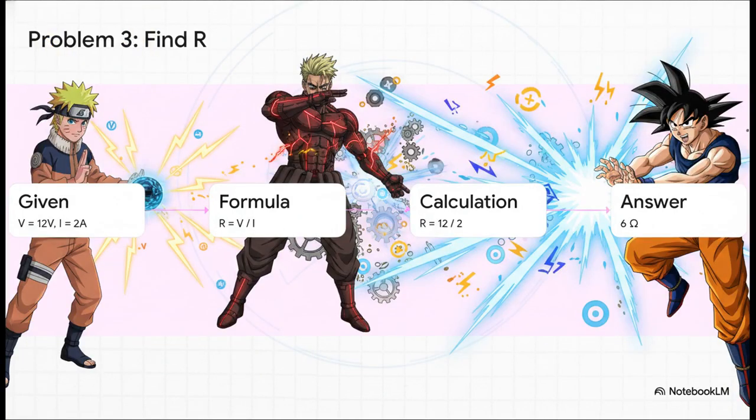Done. And for our last problem, let's hunt down the resistance. So a 12-volt battery is pushing a current of 2 amps. What's the obstacle? Well, our formula is R equals V divided by I. So 12 divided by 2 tells us the resistance in that circuit is exactly 6 ohms.